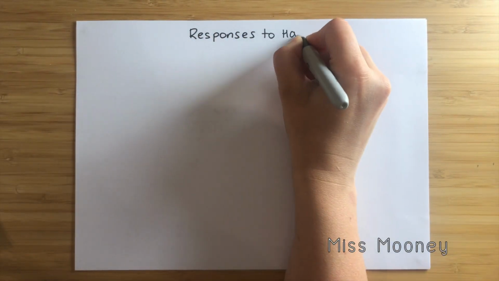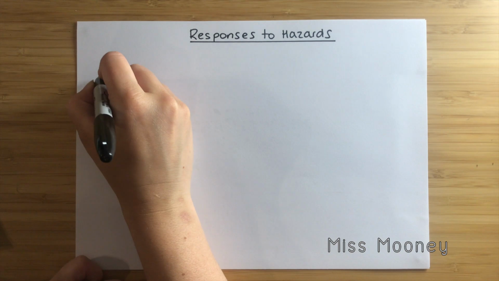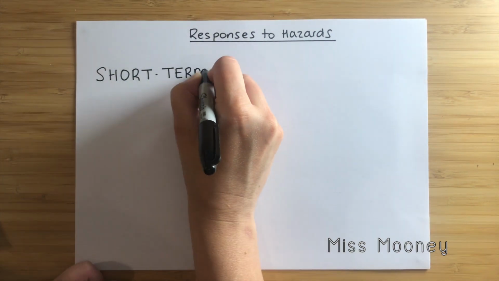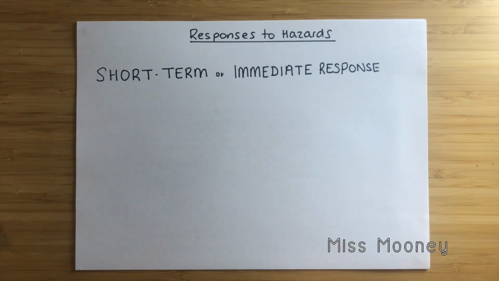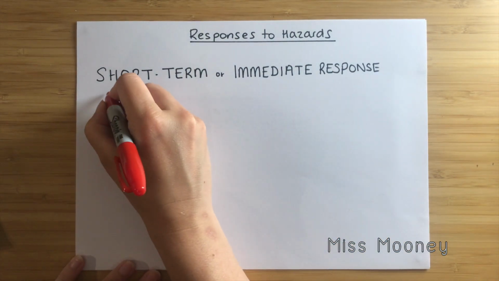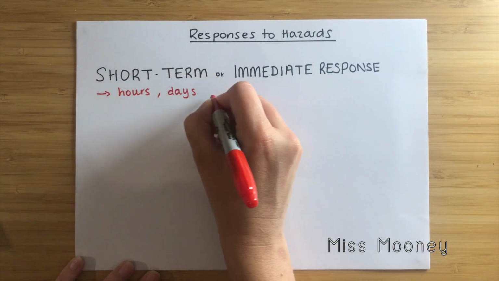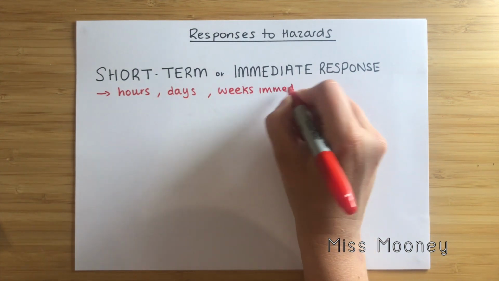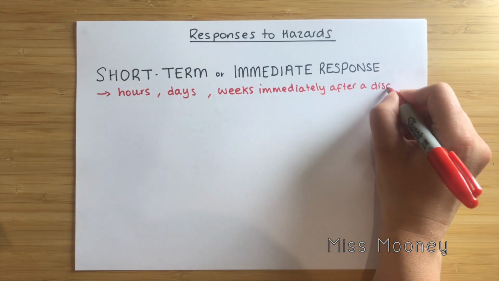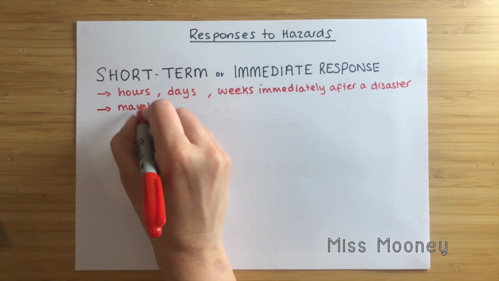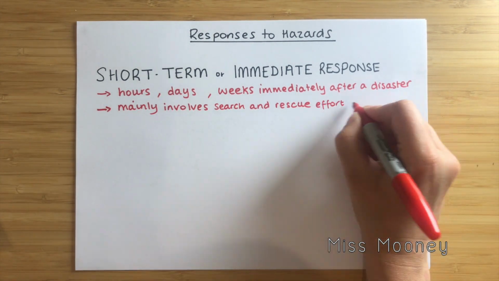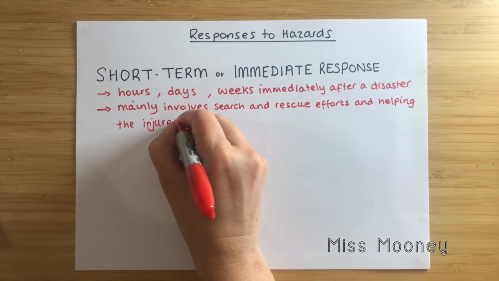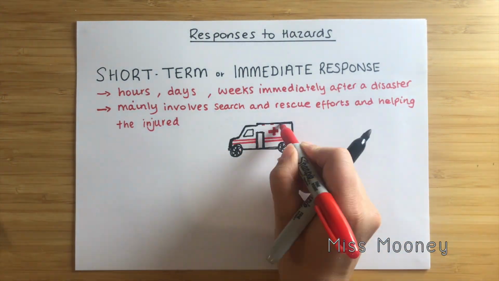So we've covered the cause, the effect, and now we're going to look at how we respond to tectonic hazards or hazards in general. So short-term or immediate responses are the response that we give to an event in the hours, days, and weeks immediately after a disaster. So, for example, with an earthquake, the short-term or immediate response will be mainly involving search and rescue efforts and also helping those that are injured.